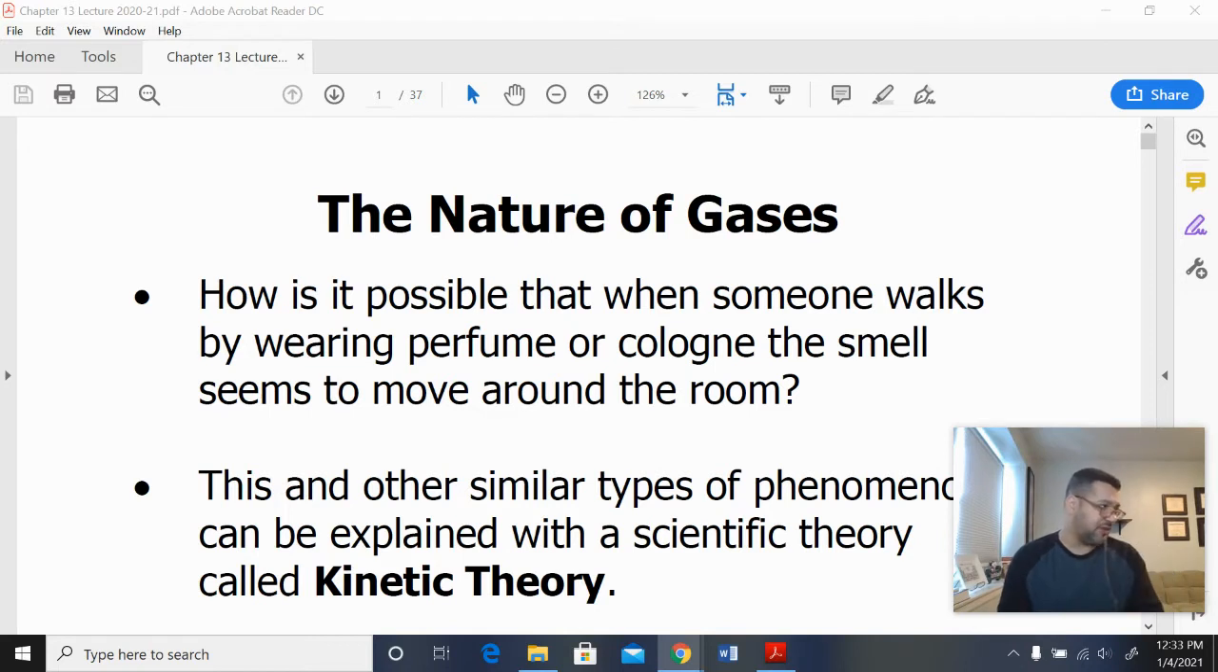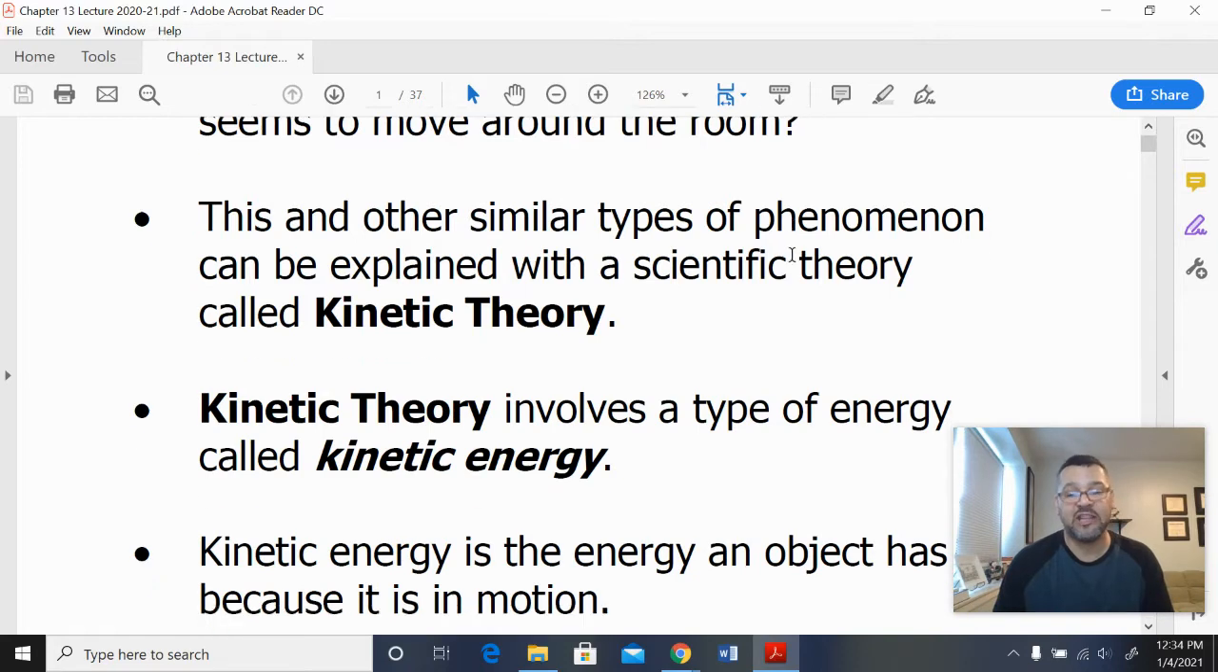it lingers for a while? Or you walk into a room and there's a smell of some sort, food or something like that. How is it that all that can be explained? Well, it all can be explained with what's called kinetic theory.